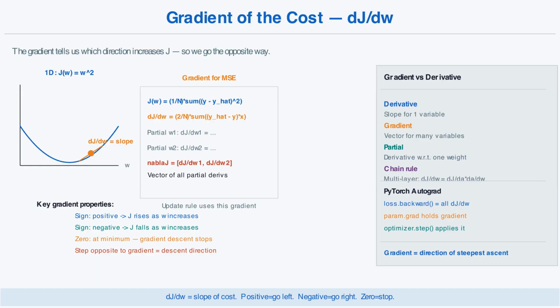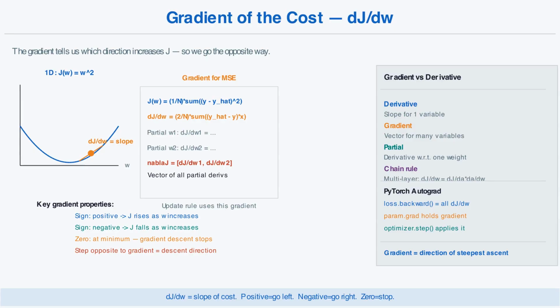In PyTorch, this entire computation is automated. When you call J.backward, the framework traverses the computational graph that was built during the forward pass, applies the chain rule at every operation, and stores the gradient in each parameter's .grad attribute. One call computes all gradients simultaneously.